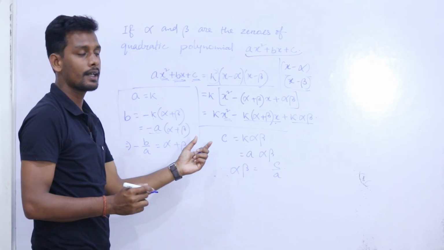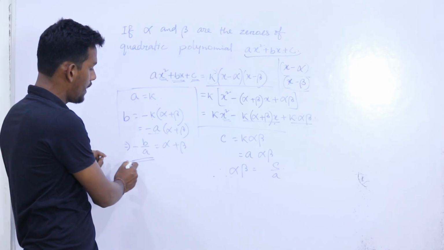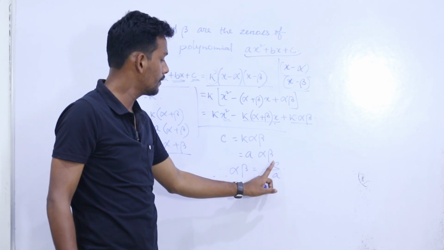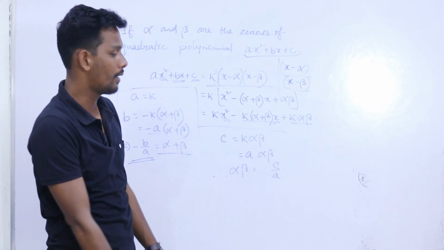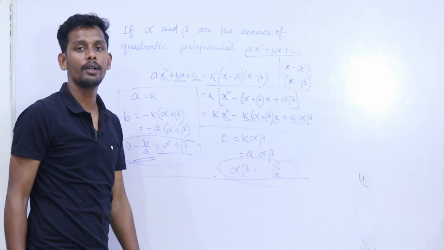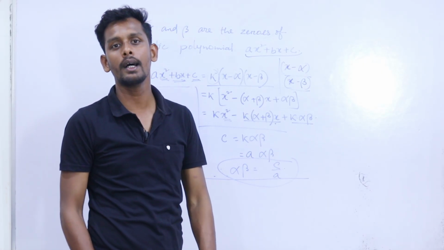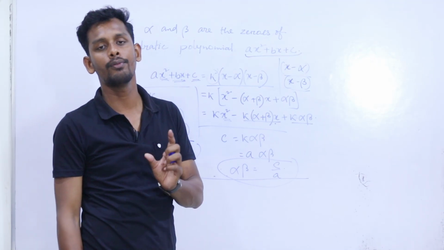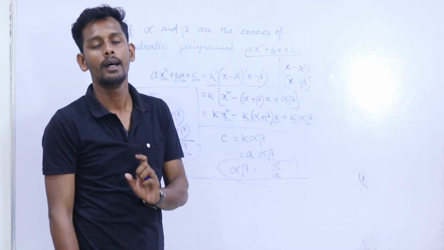So as we have discussed, the sum of zeros, alpha plus beta, is minus b by a, and the product of zeros, alpha into beta, is c by a, that is the constant term divided by the coefficient of x square. So this is the method of proving the relation between the coefficients, the sum of zeros and the product of zeros. In the next class we will discuss the numericals about this. There are some numericals: you have to form a quadratic polynomial, you have to find the relation between the zeros. These things we will discuss in the next class.